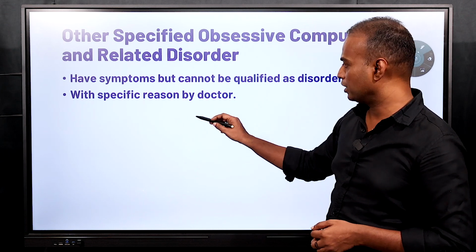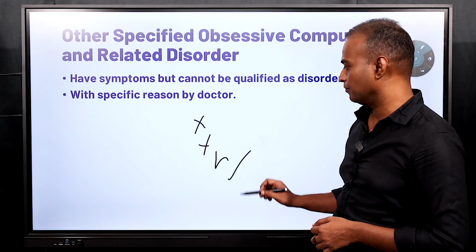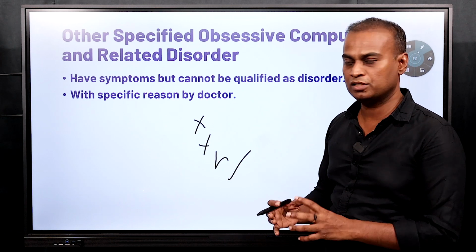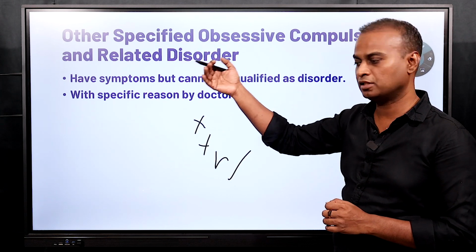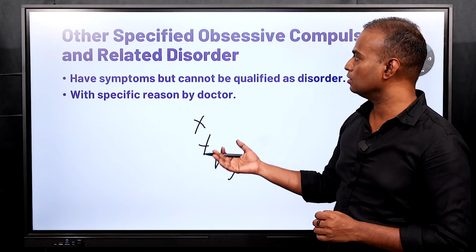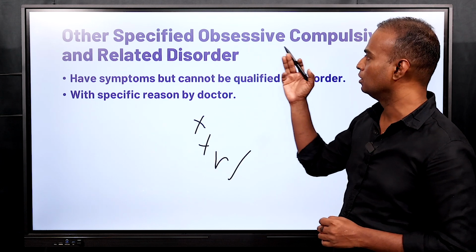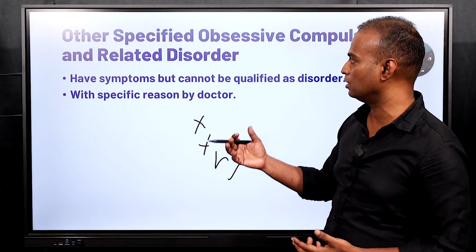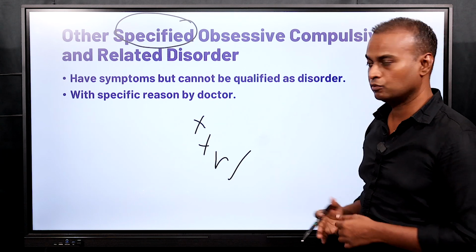What the doctor does is give reasons. There are three reasons why XYZ. The doctor has given three reasons why he cannot diagnose this patient as any of the previously discussed obsessive compulsive related disorders. Then he gives this as other specified obsessive compulsive and related disorders, because if he gives the reason, that becomes specified. This you have to keep in mind.